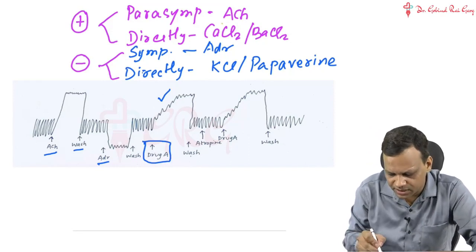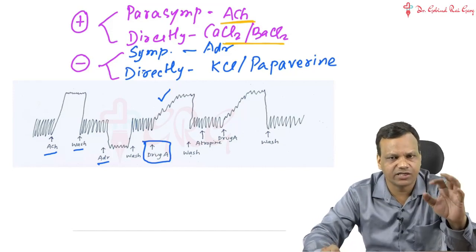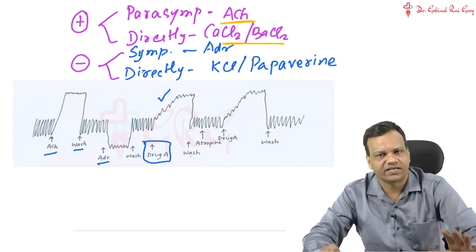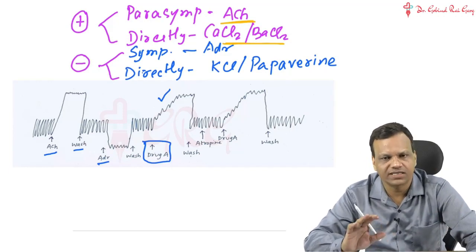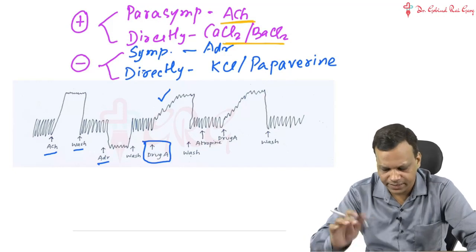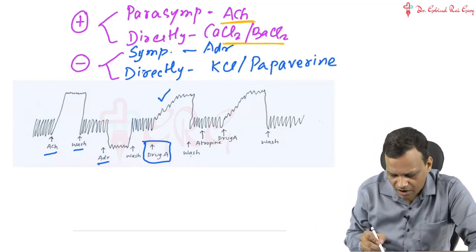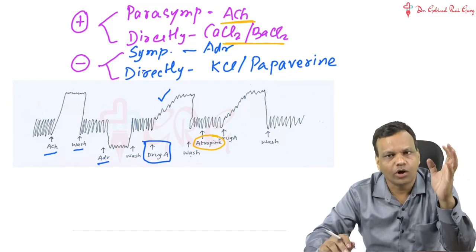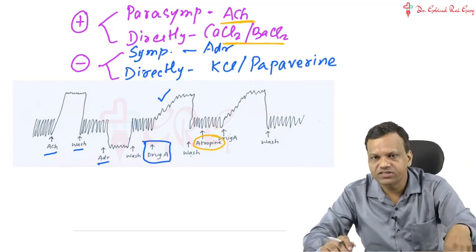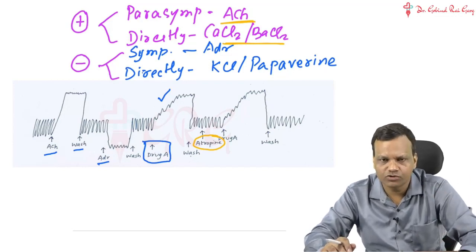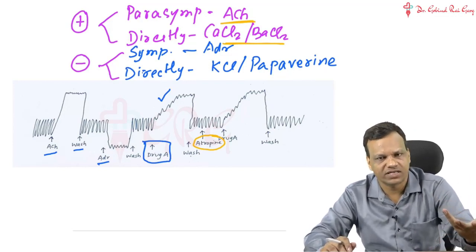So the option is either acetylcholine or calcium or barium. Either the drug is acting through muscarinic receptors or it is acting directly without muscarinic receptors. So till now we are sure that the drug is stimulatory, either parasympathetic or directly acting. Now we will see after giving atropine what happened. Atropine is anticholinergic. So if atropine stops the action, that means it is a cholinergic drug. If atropine is not able to stop the action, it will be directly acting. As simple as that.